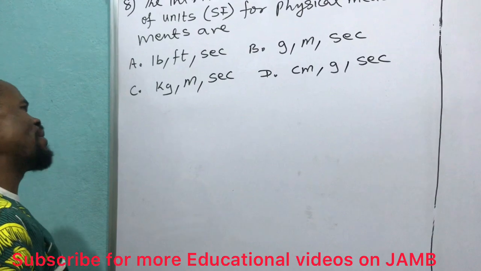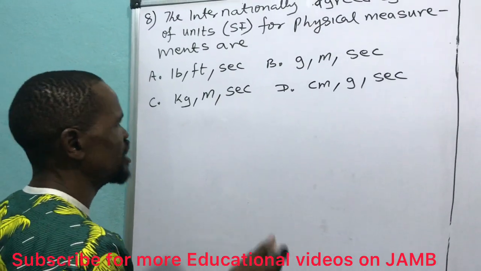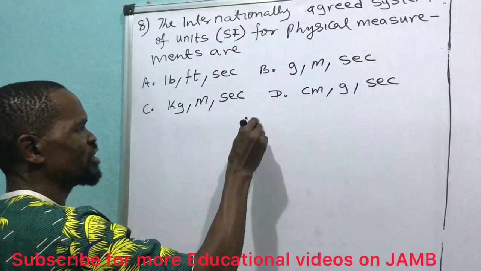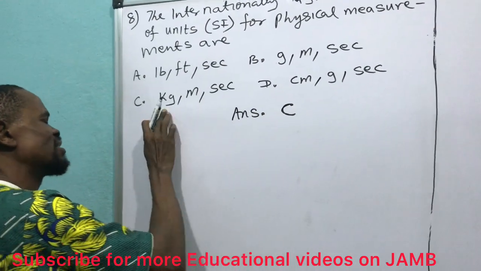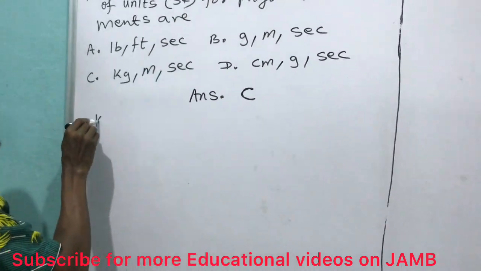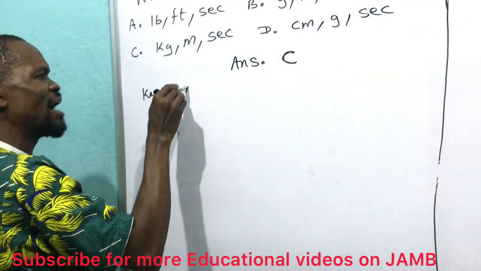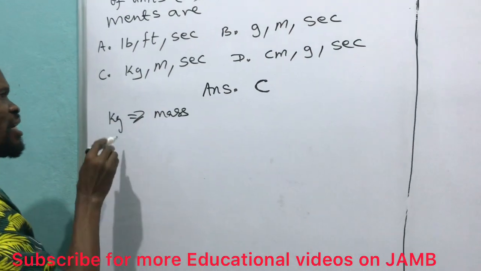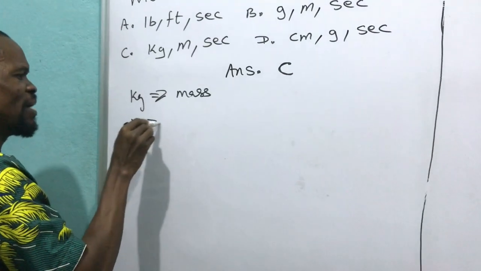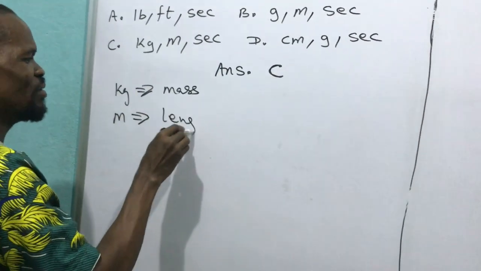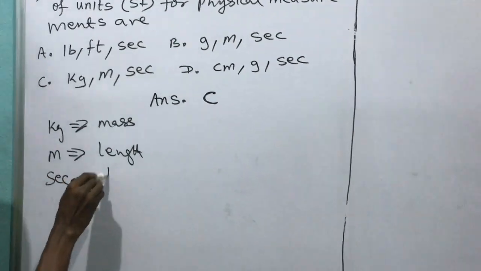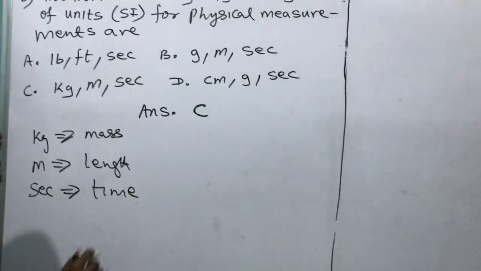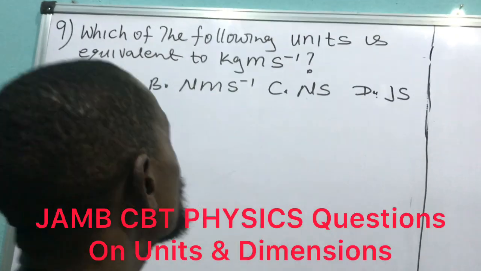So our answer to this question is option C. C is the answer because kilogram implies mass, which is a basic unit. Meter implies length, which is a basic unit. Seconds implies time, which is a basic unit. Thank you. Yeah, question number 9.